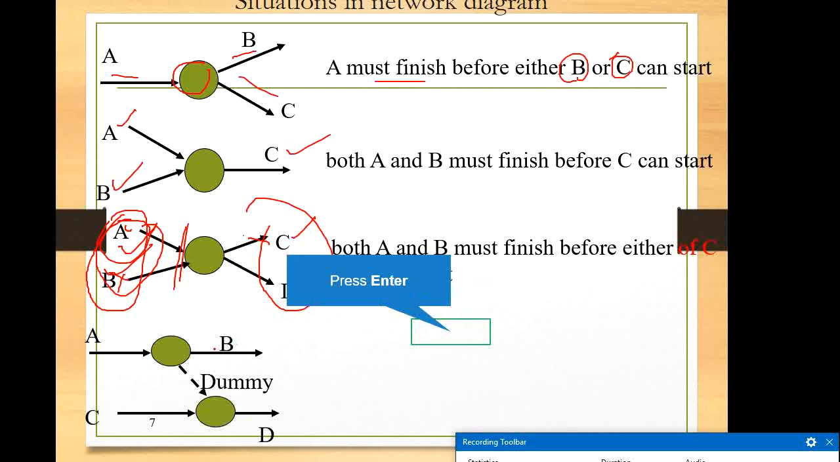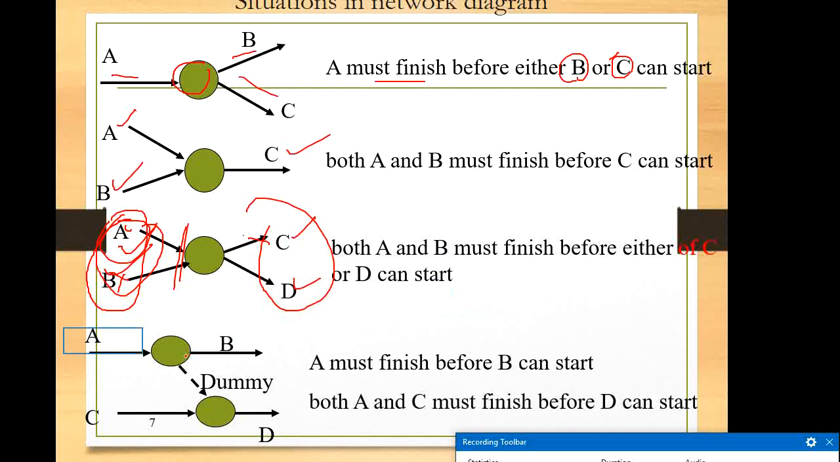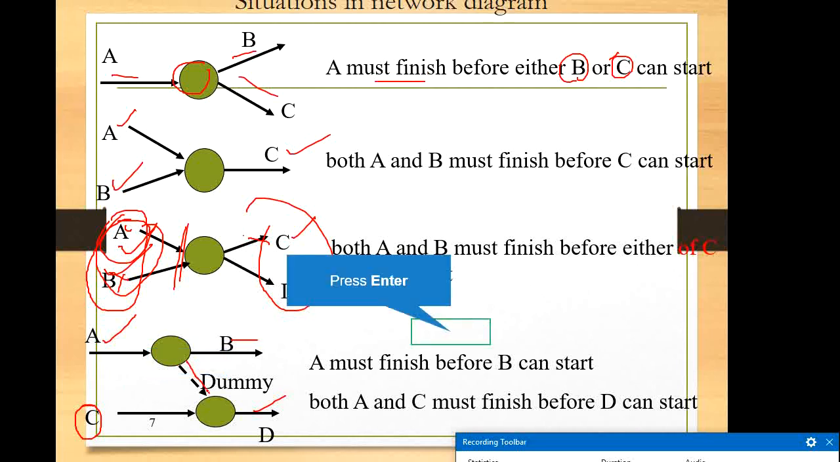Then here is another arrangement. A must finish before B can start, so B is preceded by A. You must finish this one, then you go to B. In the same way, to commence D, not only must C be finished, A also needs to be finished, because it is connected here by a dummy activity. So the indication is that D can be commenced only when both A and C finish.